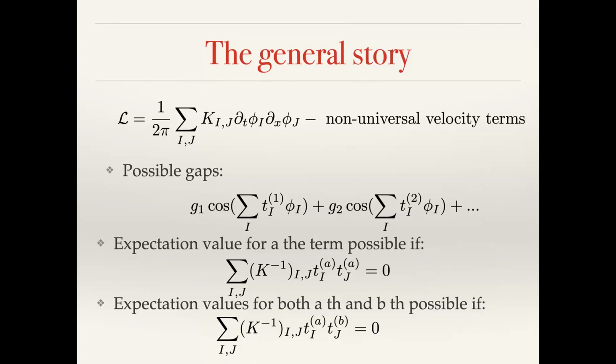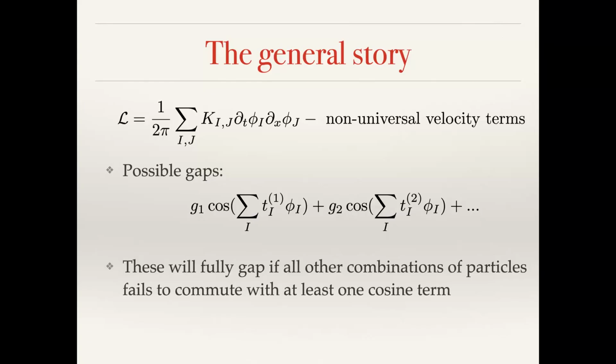Now it's not hard to read off from the commutation relations dictated by this action when these cosine terms can get an expectation value, right? That is when this linear combination of phi's commutes with itself, and that is a condition that you can just compute using this K matrix. And you can ask, when could two different cosines take an expectation value at the same time? That's a slightly different condition, also using the K matrix.